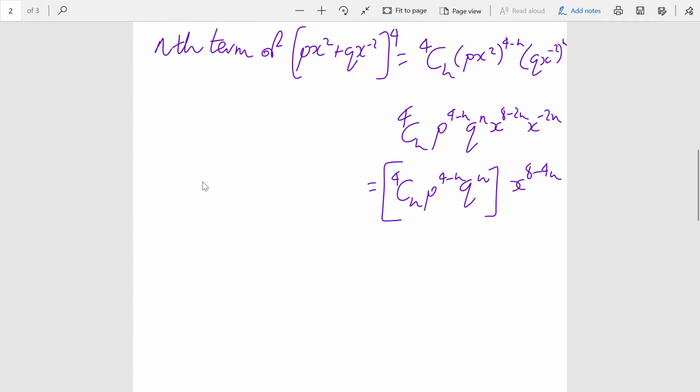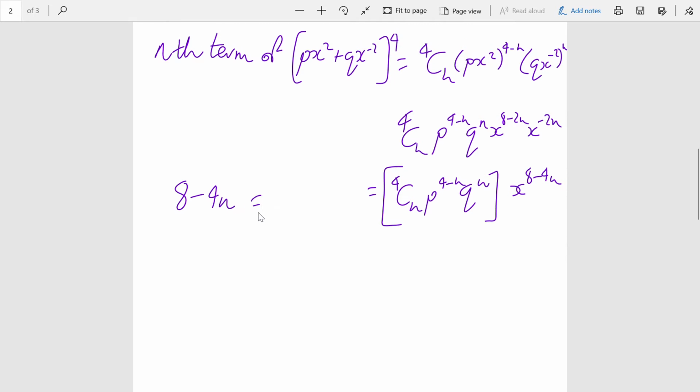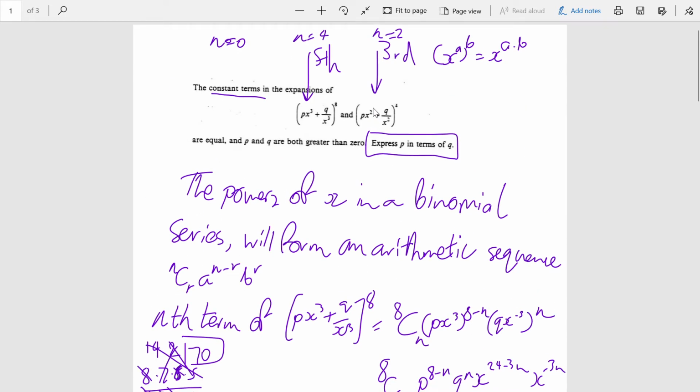multiplied by x to the power of 8 minus 4n. So, where do we go from here? 8 minus 4n is the exponent of x on the nth term, and we want it to be 0 to get the constant term. Now remember, the intuition tells us, again, that n will be equal to 2. The middle term is where the constant term will be, because the first term and last term have the negative exponent of each other. The first term is x to the power of 8, while the last term is x to the power of negative 8.